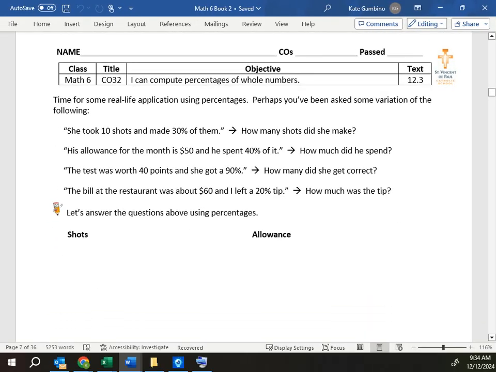CO32, I can compute percentages of whole numbers. She took 10 shots and made 30% of them. So remember, how did we solve this one? Who can tell me? How would we do this? Do you remember, James?